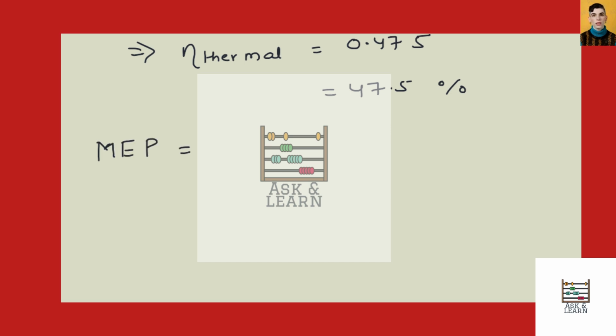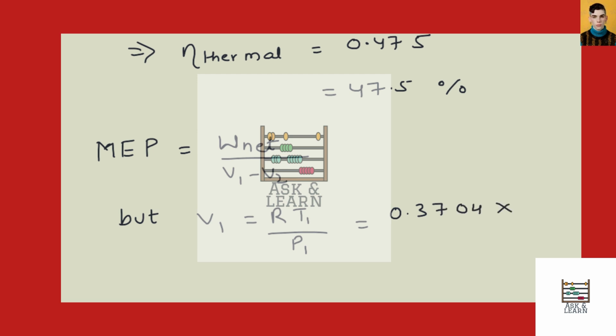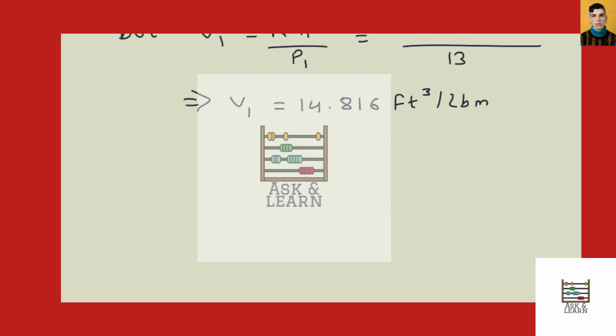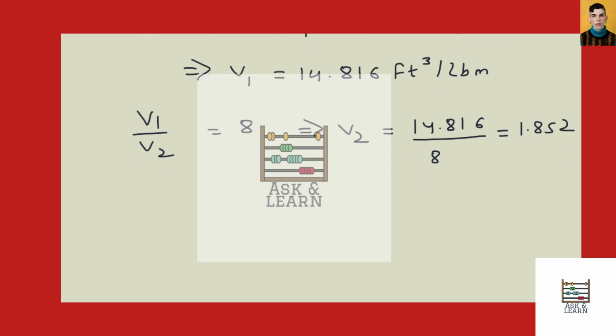Now the mean effective pressure MEP is equal to W net by V1 minus V2, but V1 is equal to RT1 by P1, which is 0.3704 into 520 by 13, or V1 is equal to 14.816 ft cube per lbm. V1 by V2 is equal to 8, so V2 can be calculated as 14.816 by 8, which is equal to 1.852.